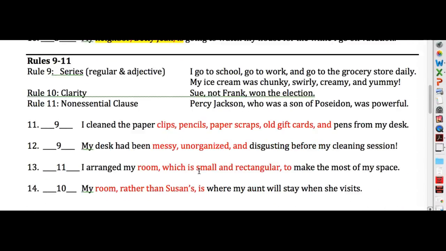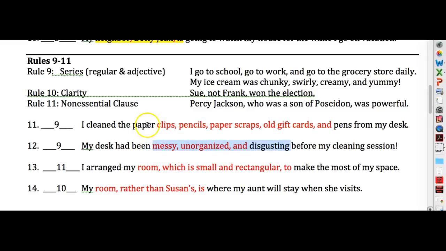All right, moving down to rules 9 to 11. Like I said before, some of these rules sheets have the series rule split up into 9 and 11, and then 12 is the non-essential clause. Some of them are like this just to try to simplify things. I'm not sure it worked. Numbers 11 and 12 are both series of things. These are series of nouns, and these are series of adjectives.